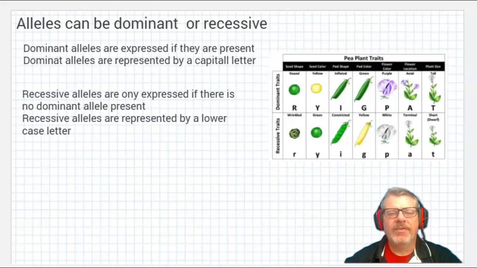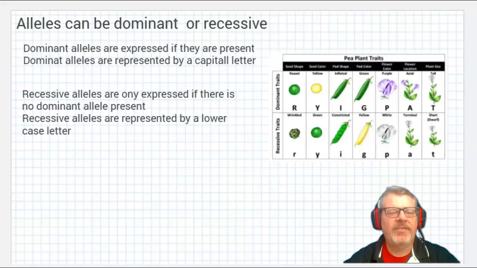When we talk about alleles, we could talk about them being recessive or dominant. A dominant allele, if it's present, is expressed. A recessive allele is only expressed if there's no dominant allele present.